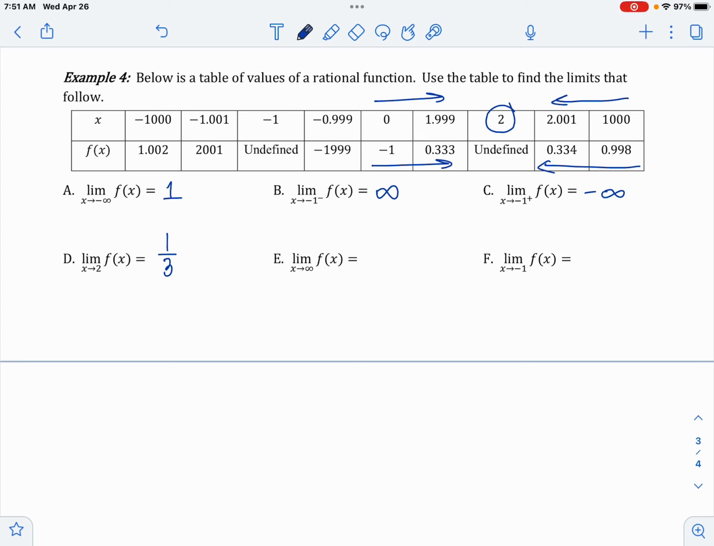Okay. The limit as x approaches infinity. So I'll look, my x values get bigger and bigger. What's happening to my y values? So I have 0.333, 0.998, so it looks like it's getting closer and closer to 1. And then lastly, the limit as x approaches negative 1. We already did negative 1 from the left and from the right. Here's negative 1 from the left. Here's negative 1 from the right. Positive infinity, negative infinity, those are not the same, so the limit does not exist.